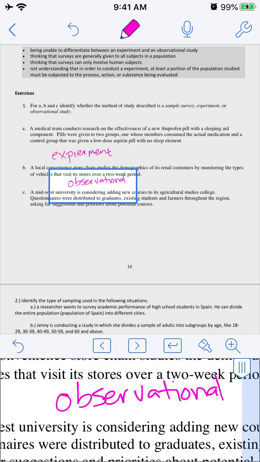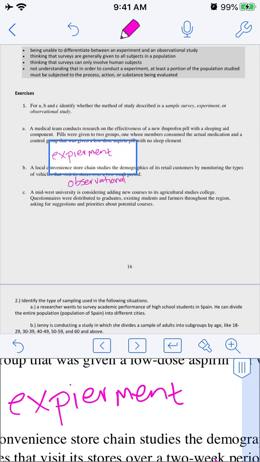Did I spell experiment right? I did not. Not even close. That's funny. Let's try that again. Sorry, I didn't spell experiment right. Experiment. There we go.